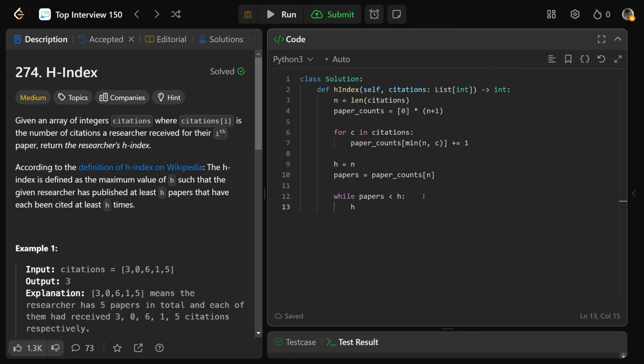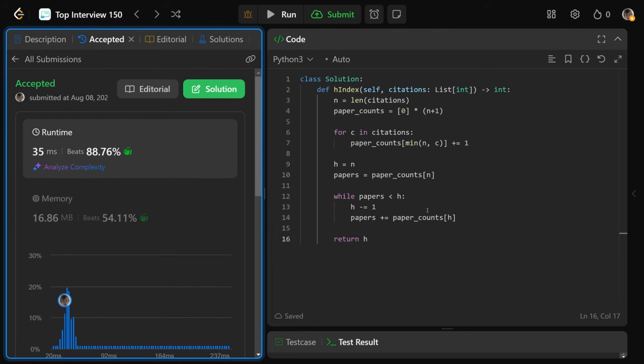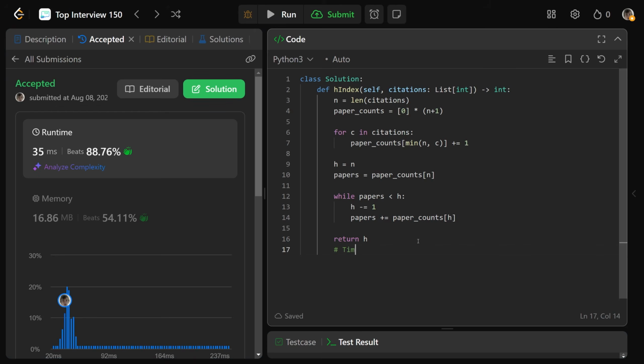Okay, then to try and find one that works, we would need h to go down by 1, and then the number of papers is going to accumulate by paper counts at h. Because now that you've decreased the value of h, well, you're going to accumulate the number of papers that have h many citations. Okay, after this runs here, we're going to get a value of h that works, and so we can just return h. If we run that and submit our test cases, we can see that works really, really well. This is going to have a time complexity of big O of n, and it's also going to have a space of O of n as well.